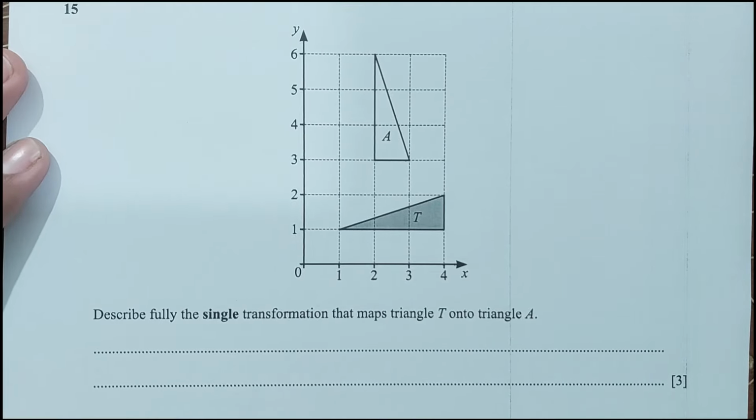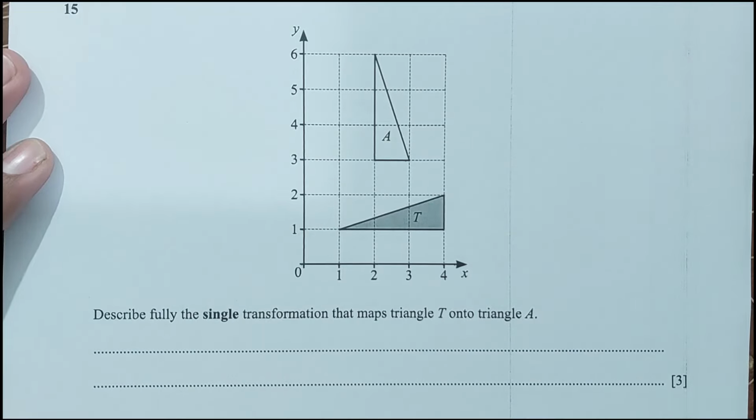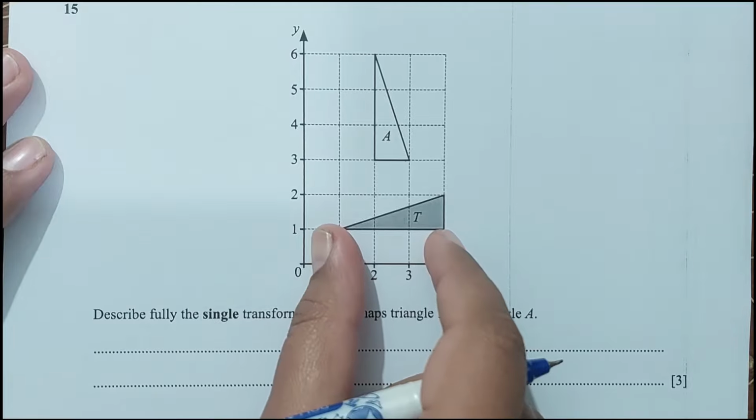Question number 15. Describe fully the single transformation that maps triangle T onto triangle A. T onto A. Okay, so the T is over here in this way.